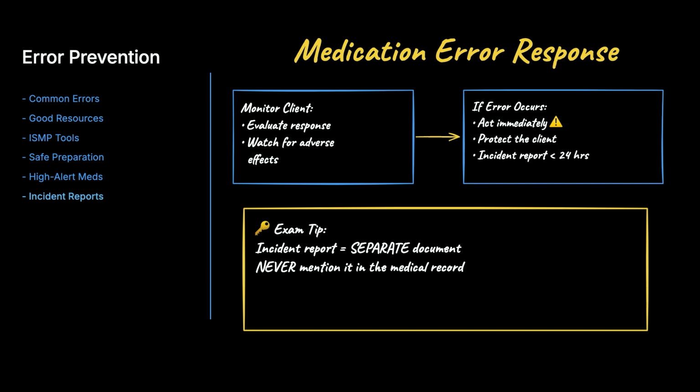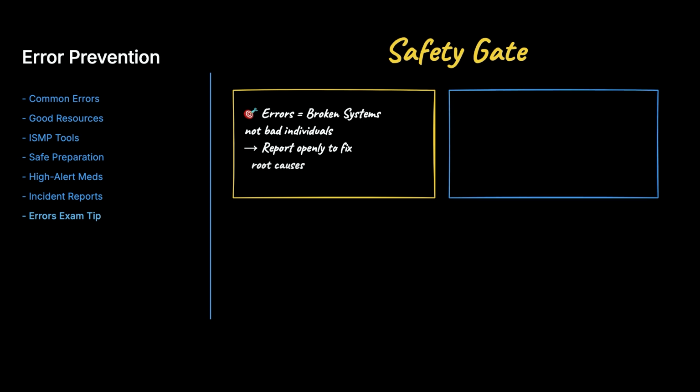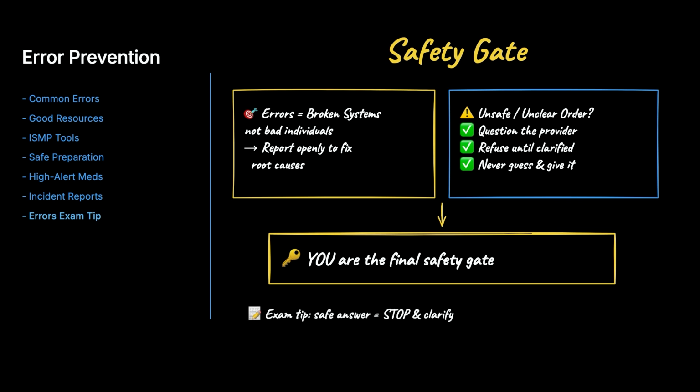Here is a crucial detail examiners test. The incident report is a separate document, so you never mention it in the medical record. For your exam, remember that errors point to broken systems, not just bad individuals, so we report them openly to fix the underlying causes. When a question asks about an unsafe or unclear order, the safe answer is always to question the provider and refuse to give it until clarified. Picture yourself as the final safety gate.